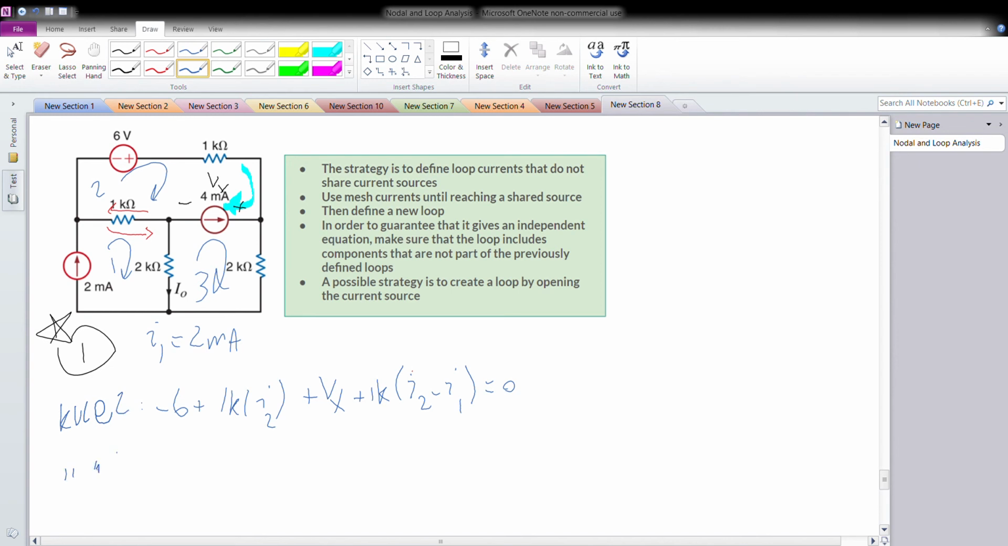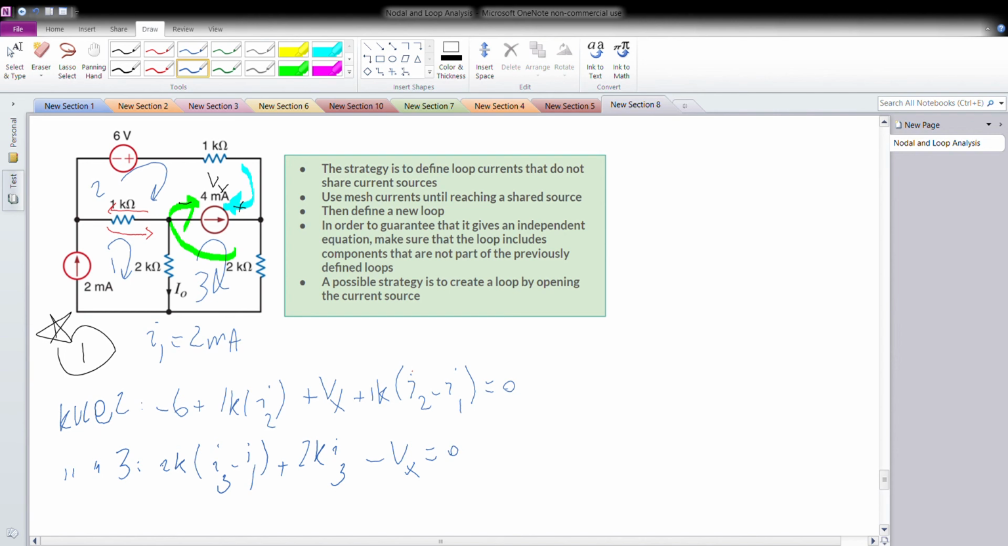And then KVL at loop 3. If I start here, the 2K is shared between loop 1 and 2, so it's going to be 2K times I3 minus I1, plus 2K times I3. And this time, going this way, I enter the current source from the negative side, the voltage that I arbitrarily defined. So this time it's going to be negative Vx equals 0.